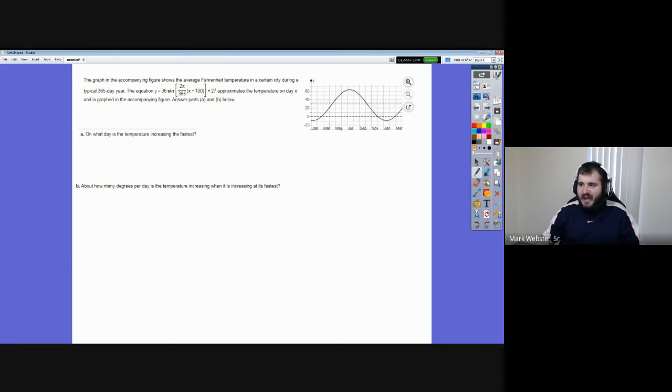Okay, last thing. I wanted to talk about how they give you a picture, but you don't need no picture. They give you everything you need right here. And so they want to know on what day the temperature is increasing the fastest. So what they're really asking is on what day is the speed of the temperature increasing the fastest. What they're asking about is acceleration.